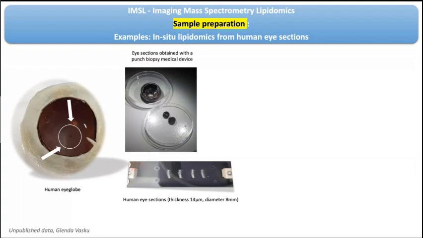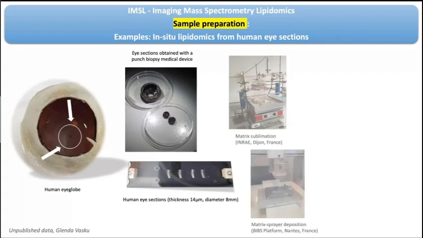And then I performed cryosectioned slices of the tissue of interest, about 14 micrometers thick, 8 millimeters in diameter. The reason I did this was to obtain these slices and then apply a matrix which would help me ionize the molecules and prepare my sample, the tissues, for imaging mass spectrometry. The way we put the matrix onto the surface of the tissue is either by matrix sublimation, which is a device that we developed in our laboratory, or by matrix sprayer deposition.